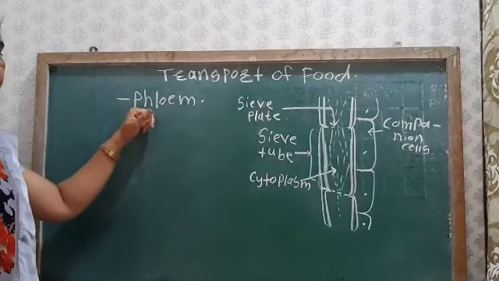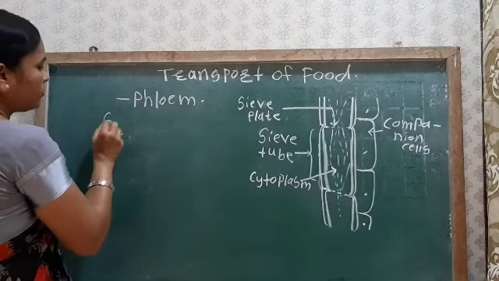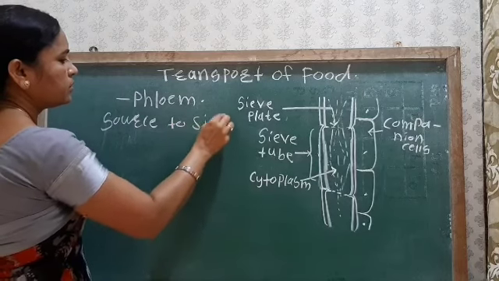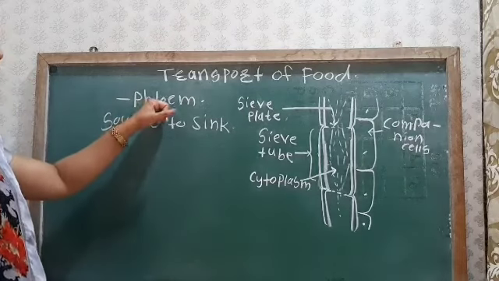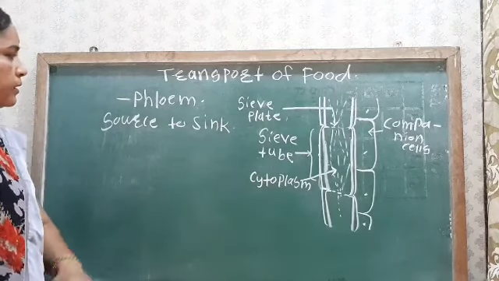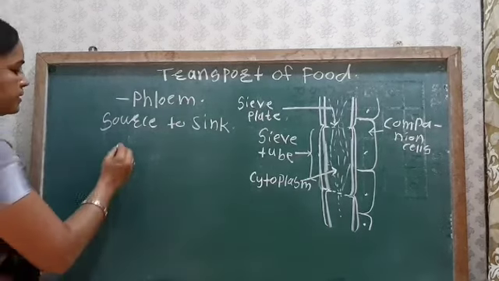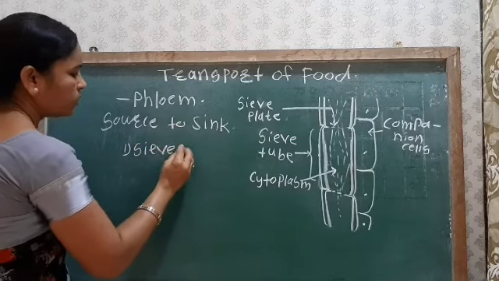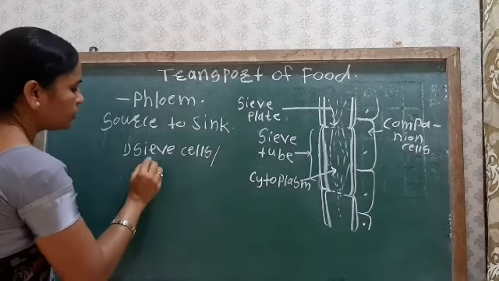So here the transport of food mainly takes place from the region of the source to the sink region. It mainly takes place through a special tissue known as the phloem. The phloem is made up of four types of cells. One is the sieve cells or sieve tubes.